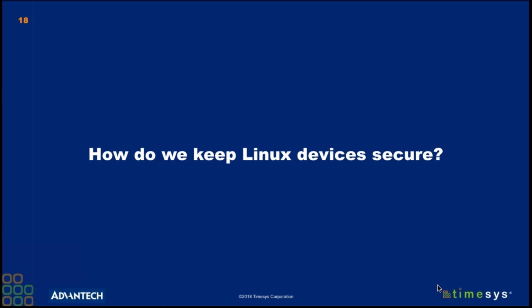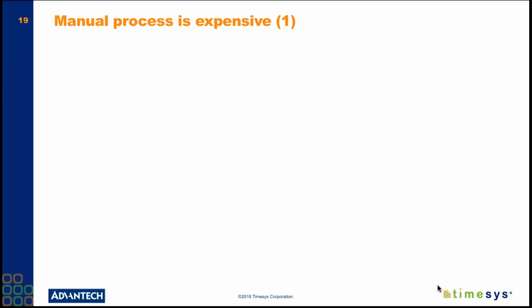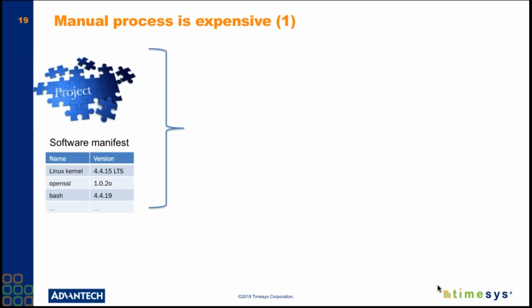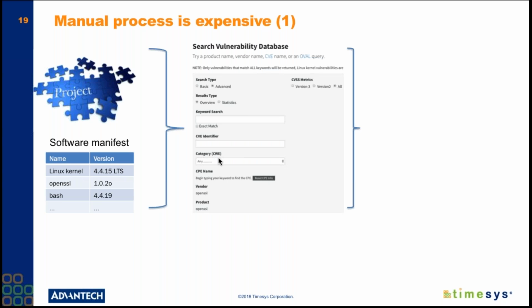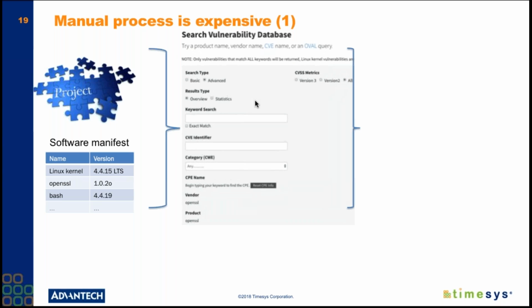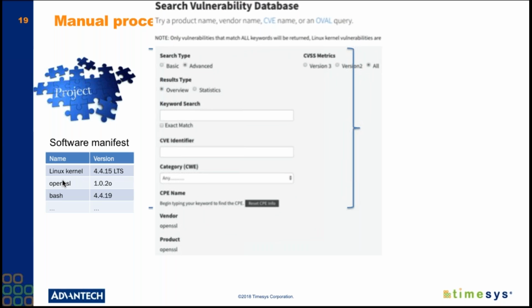So how do we keep Linux devices secure? When I thought about the process of what it would take for me to keep my device secure, I started thinking about, well, the project and the software that goes into this product. So there's a software manifest that describes different bits and pieces that go into the software, to the BSP, to the product. And for every line in this manifest, I would have to go and search the database of vulnerabilities for a package. Like in this case, let's pick openssl. You can see that I search for openssl here.